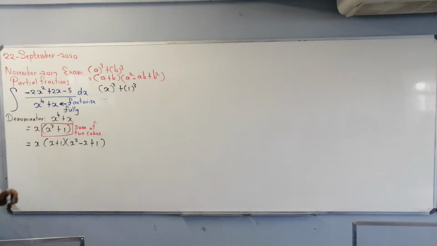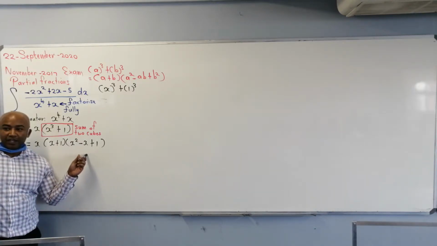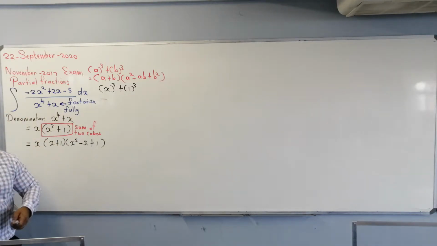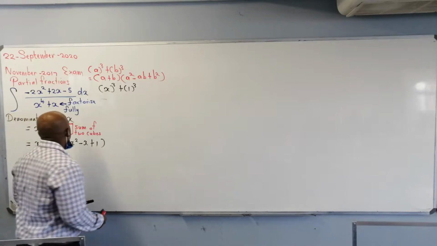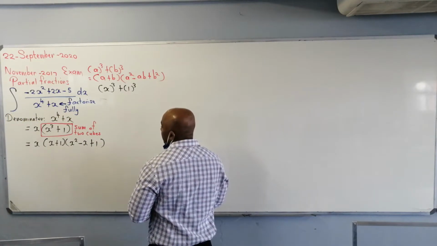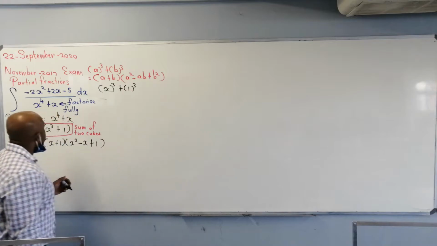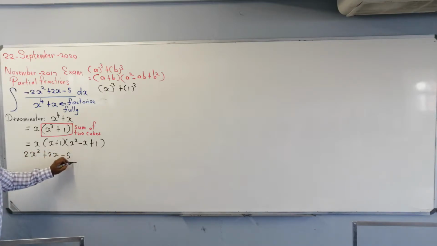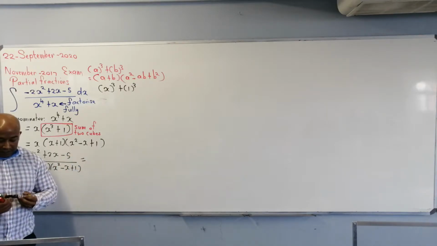Now, let's go and deal with our partial fractions. Right, so this is the very crucial step: if you forgot the sum of two cubes, you are going to get stuck. You weren't going to work it out. Right, so let's take these partial fractions. Let's write it out. So what do I have here now? I have 2x squared plus 2x minus 5 all over x times x plus 1 times x squared minus x plus 1 is equal to.